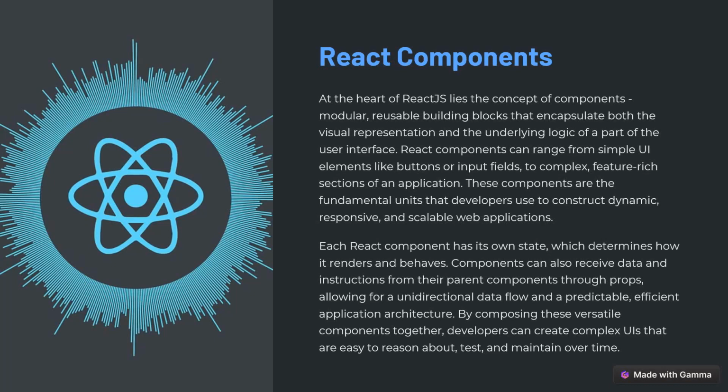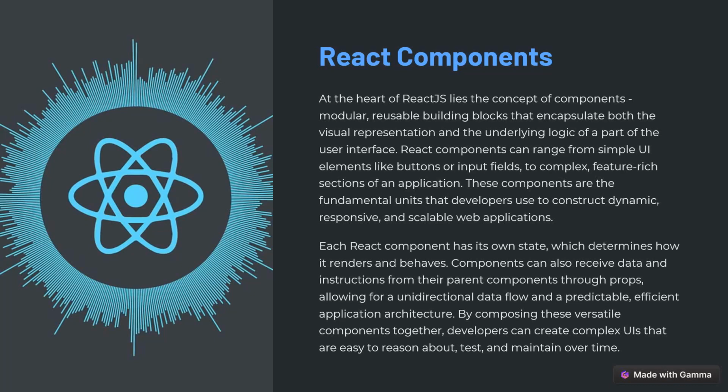At the heart of React.js is the concept of modular, reusable building blocks that encapsulate both the visual representation and underlying logic of a part of the user interface. Each React component has its own state, which determines how it renders and how it behaves. Components can also receive data and instructions from their parent components through props. React uses unidirectional data flow and a predictable, efficient application architecture.